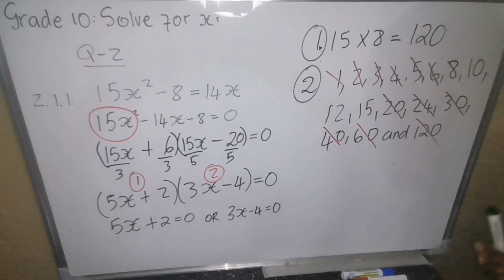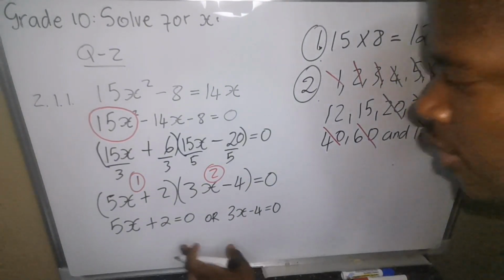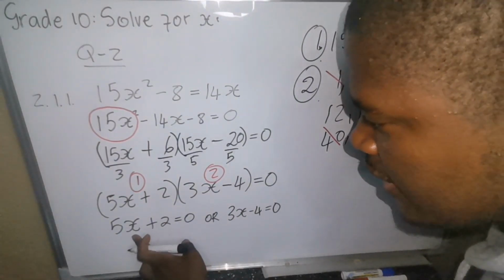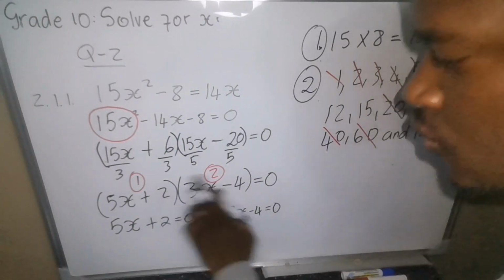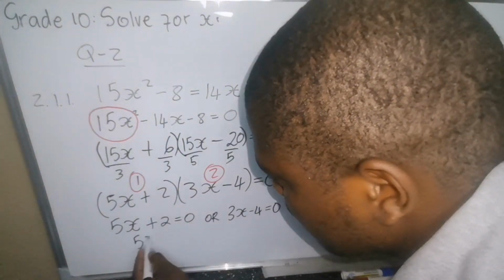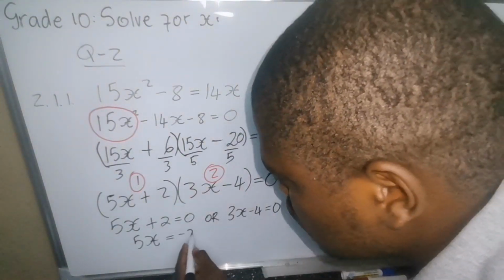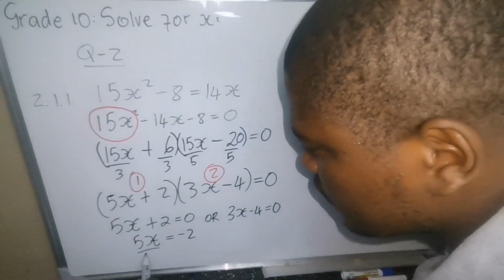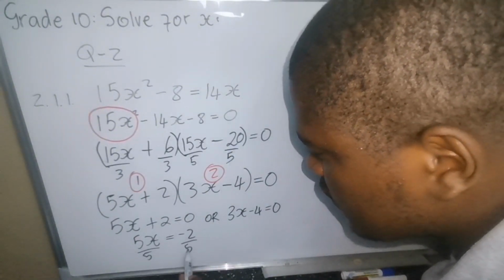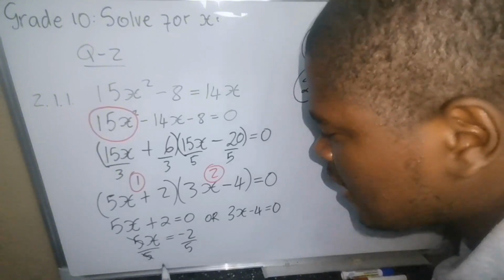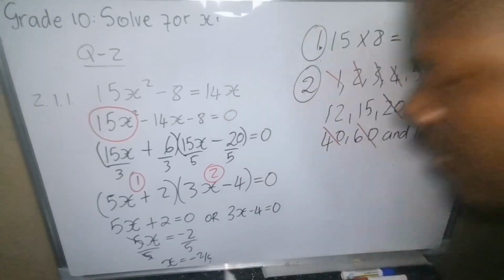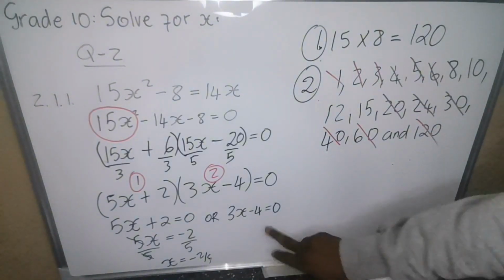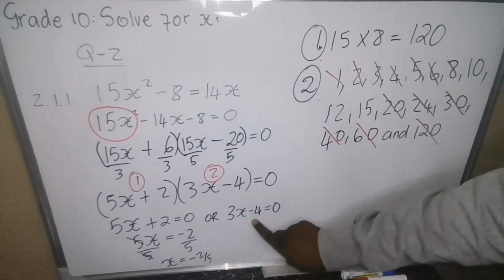X must be your subject of the formula in this case, guys. Now, for me to be left with x on one side, I'm going to transpose everything that does not have x to the other side. 2 goes to the right, so that'll be 5x equal to minus 2. Then you divide both sides by 5. This 5 will divide this 5, and your x will be equal to negative 2 over 5. You are done.